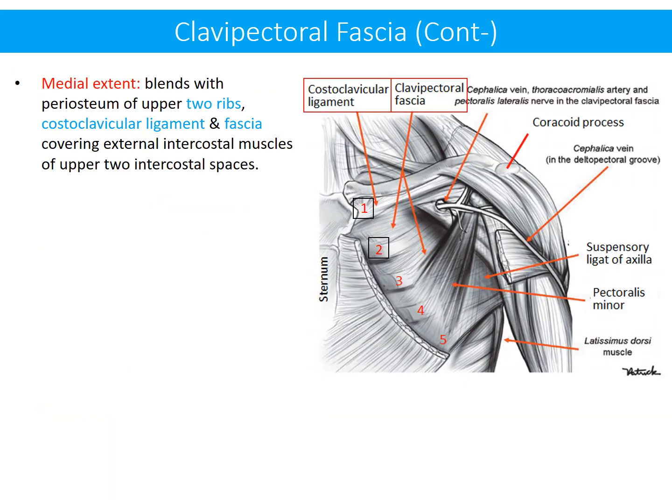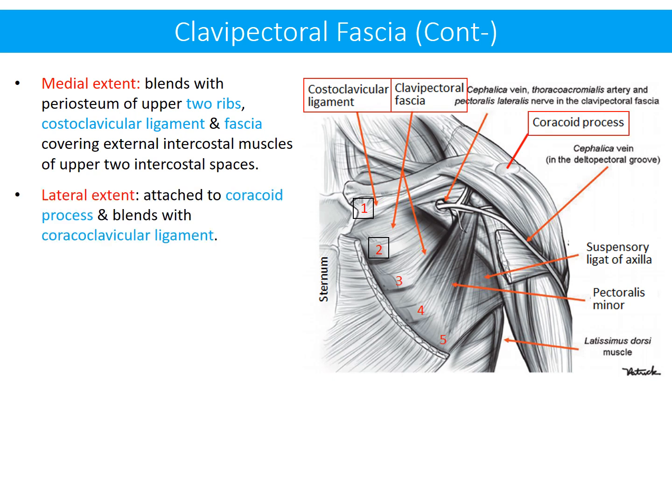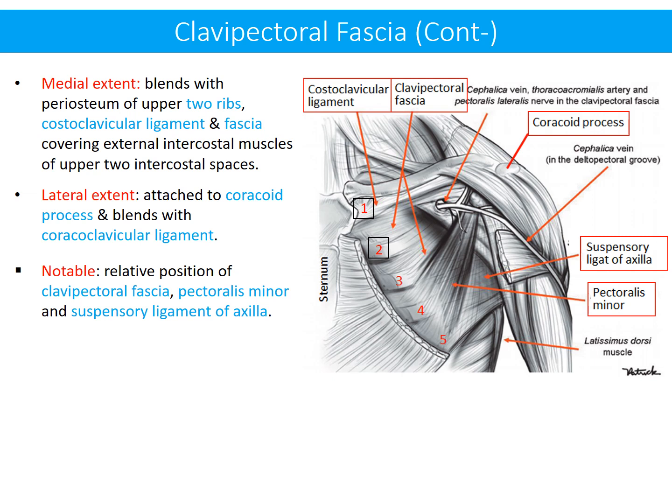Clavipectoral fascia medially blends with the periosteum of the upper two ribs, the costoclavicular ligament, and the fascia covering the external intercostal muscles of the upper two intercostal spaces. Laterally, it is attached to the coracoid process and blends with the coracoclavicular ligament. A notable aspect of the diagram is the relative position of the clavipectoral fascia, pectoralis minor, and suspensory ligament of the axilla.